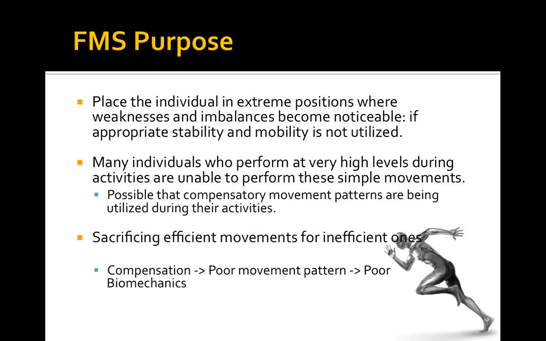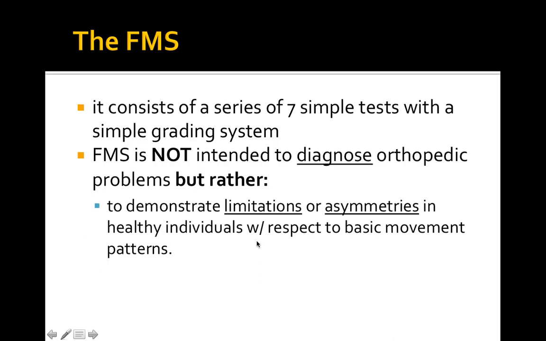Compensation occurs when you have to compensate. You develop a more poor movement pattern, poor myomechanics, which lead to injury. The FMS system consists of 7 simple tests. Remember, the FMS is not intended to diagnose problems, but rather demonstrate what limitations or asymmetries are in the individual you are testing. It's a method to evaluate the basic movement abilities of the individual.